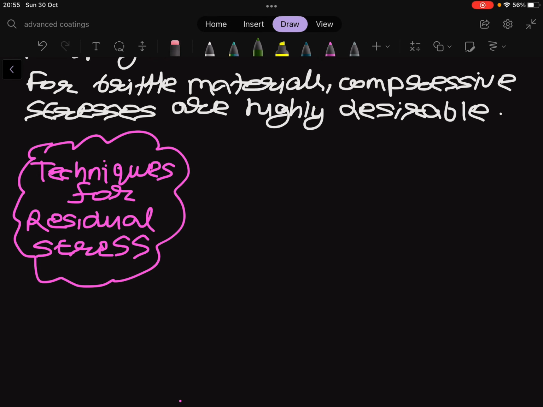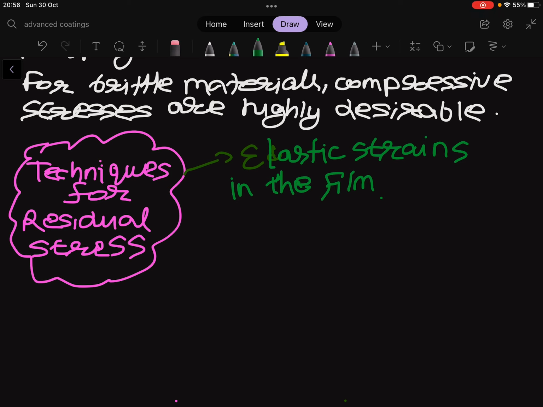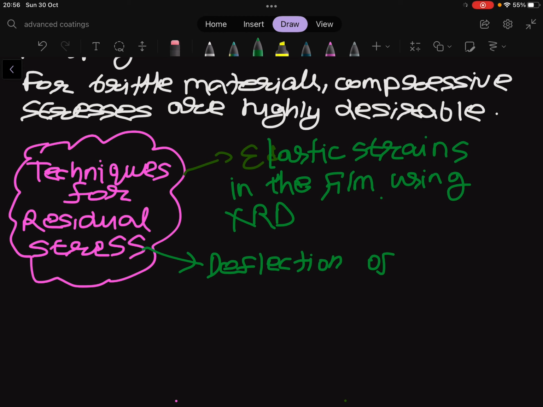The first one is the measurement of elastic strains in the film using X-ray diffraction, or the second method is to measure the deflection of thin coated substrates.